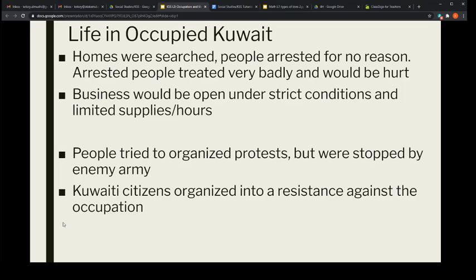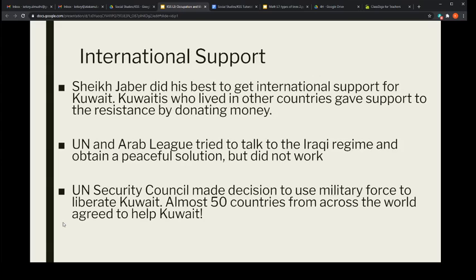Kuwaiti citizens organized into a resistance against the occupation. Sheikh Jabr did his best to get international support for Kuwait. Kuwaitis who lived in other countries gave support to the resistance by donating money.